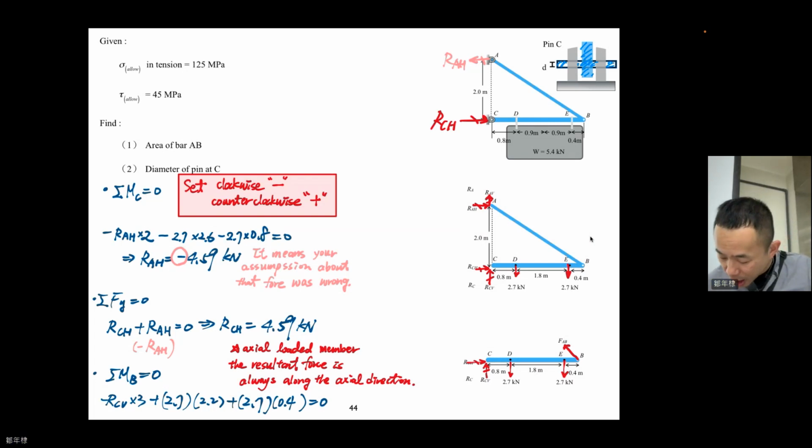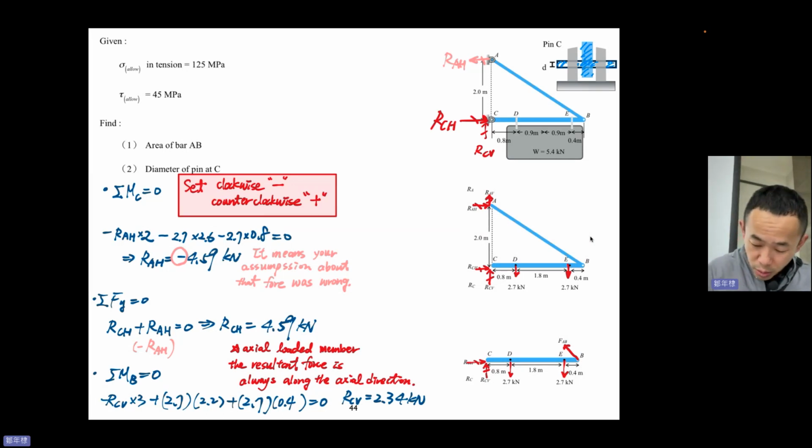And RCH flows through B with 0 moment arm. Okay, so RCV equal to 2.34 kN. Okay, our assumption is correct. So RCV is correct. Right. Then we're almost there.